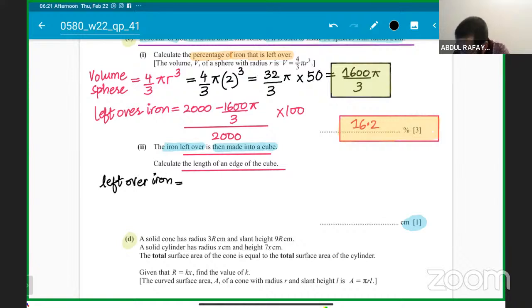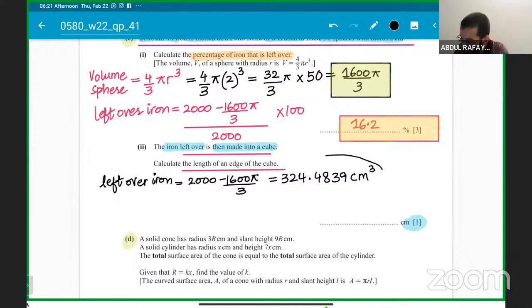What was the leftover iron? It was 2000 minus this thing. So you can just try to get that in the decimal form. Okay, so it is coming as 324.4839 centimeter cube, something like that. Okay, in the calculator, we are going to use this.